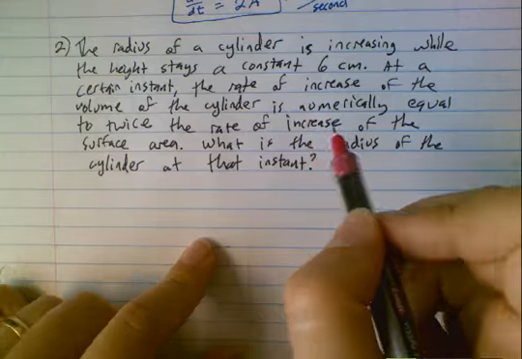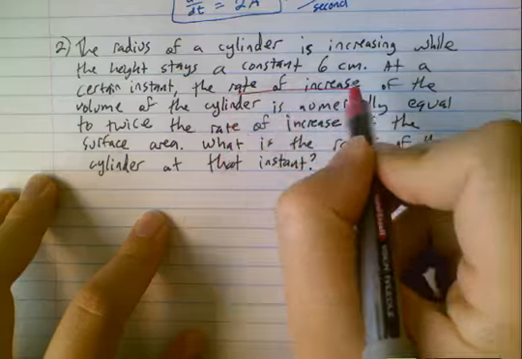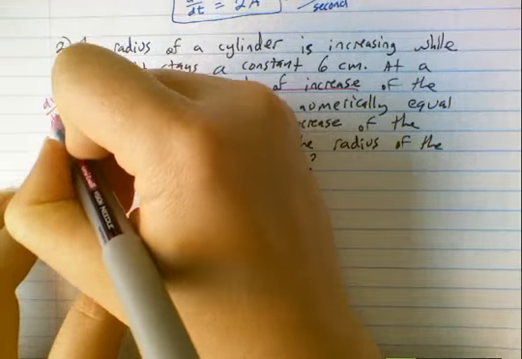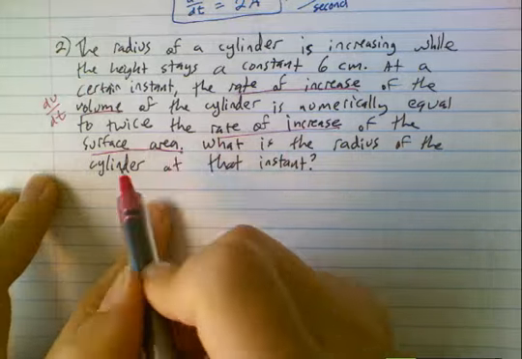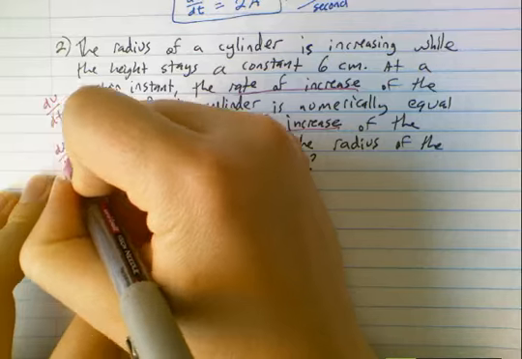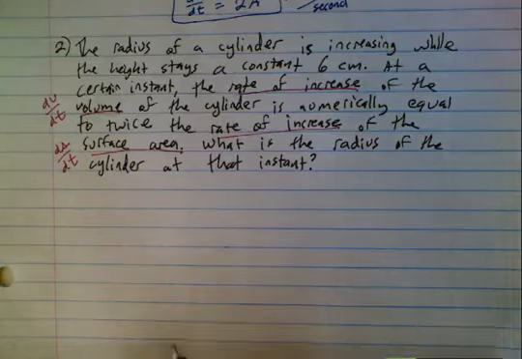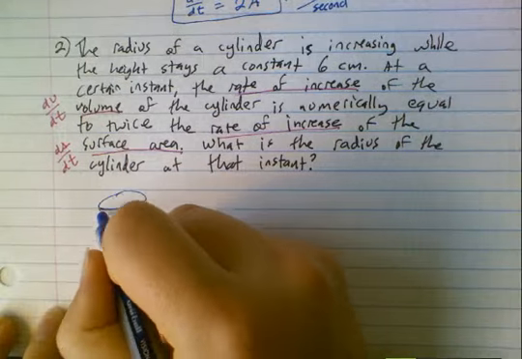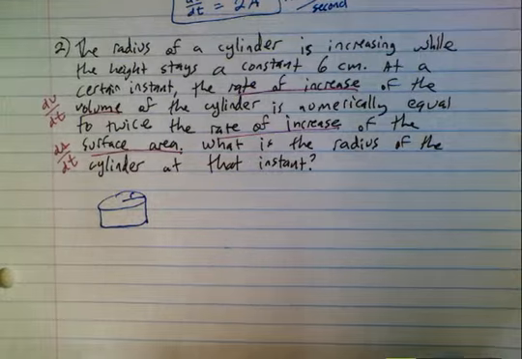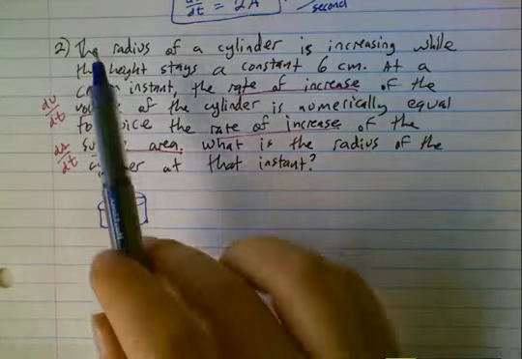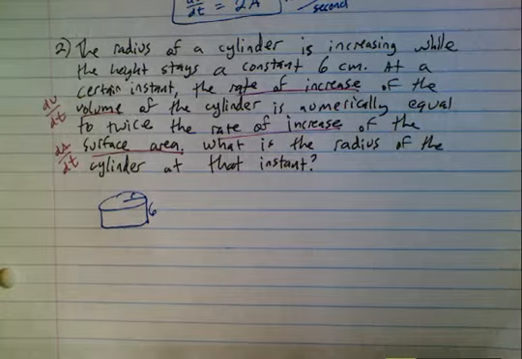Okay, let's find some rates. So at a certain instant, the rate of increase of the volume, so this is dV/dt, is numerically equal to twice the rate of increase of the surface area. So let's use A again, dA/dt. What is the radius? Okay, so let's draw a little picture. We've got a cylinder. It has R. We know the radius of the cylinder is increasing, so that should be a variable. The height is a constant 6 centimeters, so that's just 6.